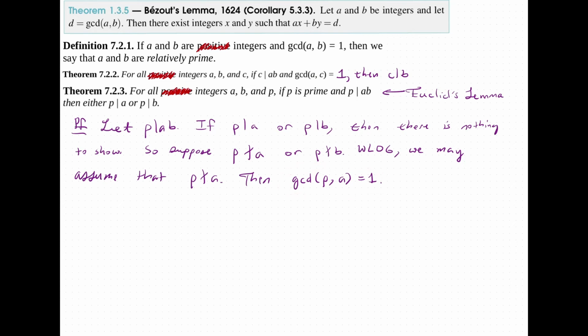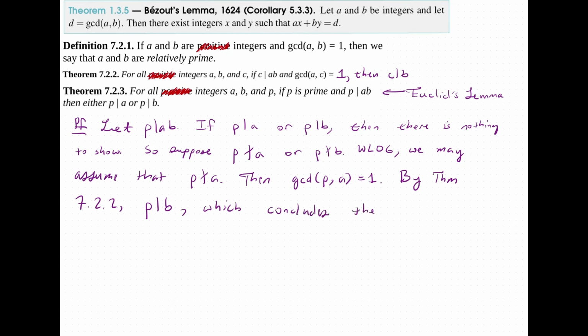But now we are in the setting of Theorem 7.2.2. Because Theorem 7.2.2 tells us that if we have integers a, b, and c, where now c is p, so we have p divides a times b, and we have that the GCD of a comma p is 1, then Theorem 7.2.2 tells us that p divides b. And so by Theorem 7.2.2, we get that p divides b, which concludes the proof. And we're done. We have now gotten Euclid's lemma.